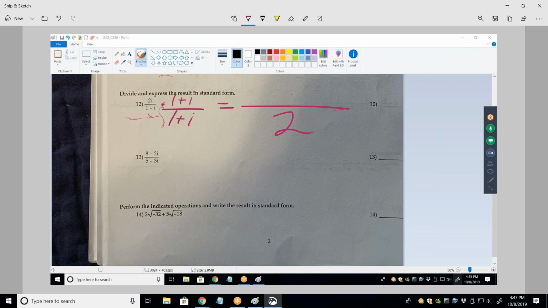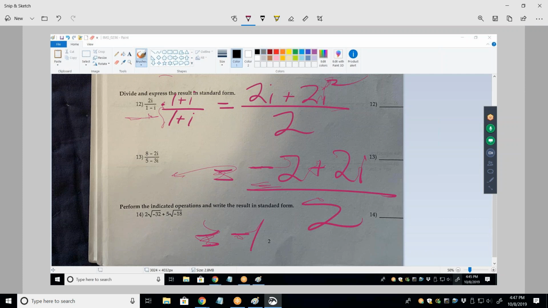In the numerator, I've also got to distribute. I got to multiply 2i times that 1 plus i. So I get 2i plus 2i squared. So it'd be -2. Which gives you -2 plus 2i all over 2. Now I can divide top and bottom by 2, and I get -1 plus i. That's the answer.